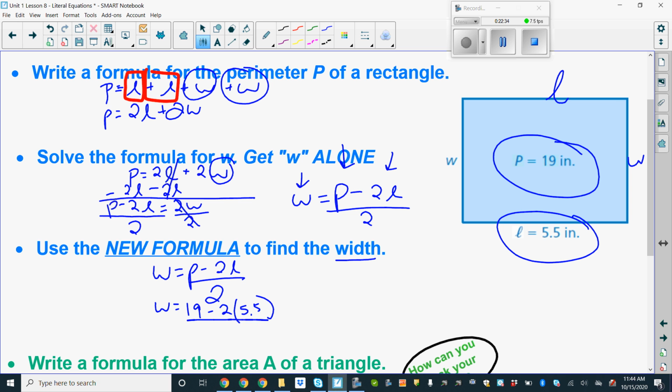And then you still have divide by 2, and then you could type that directly into your calculator, and you get W equals 4 inches. And that's your answer for that one.